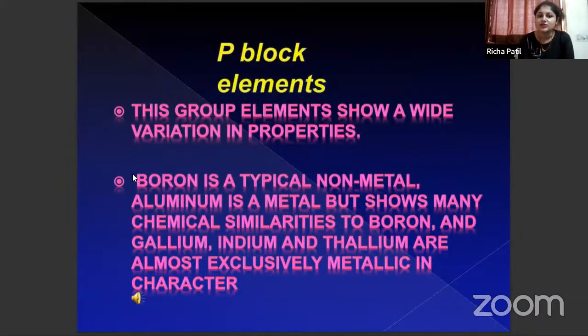So which are the elements present in the P block? First we'll see group 13. Which are the elements present in group 13? First is boron, then aluminium, then gallium, indium, thallium. So these are all the elements present in group 13. Boron is a non-metal, aluminium is a metal, and gallium, indium, thallium are metallic in character. As we have discussed, as you go down the group, non-metallic character goes on decreasing.